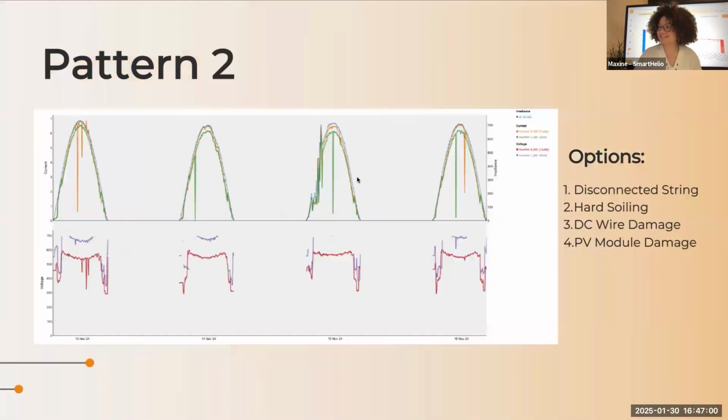Okay, now the next pattern. You have the choice between disconnected strings, hard soiling, DC wire damage, and PV module damage. One thing different from the previous pattern is that now you see more curves. That is because our system also takes as a benchmark the best inverter in the plant with the same configuration. The green line is the current from the best performing inverter, and the purple line is the voltage from that inverter. So I'll let you have a look at the plots.